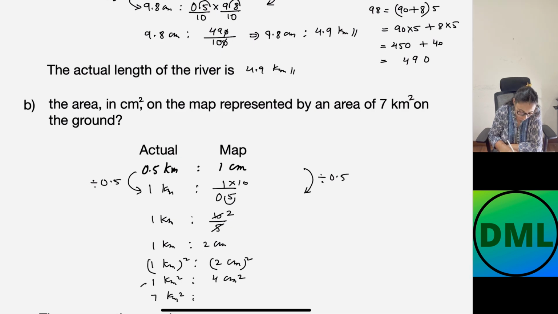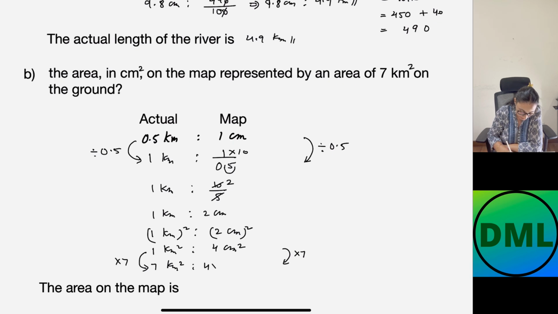How are you going to reach from 1 to 7? Which operation are you going to do? Multiplied by 7. The same operation I have to do here also, multiplied by 7. So 4 times 7 will be equal to 28 centimeter square. So we have the area on the map is 28 centimeter square. That will be your answer.